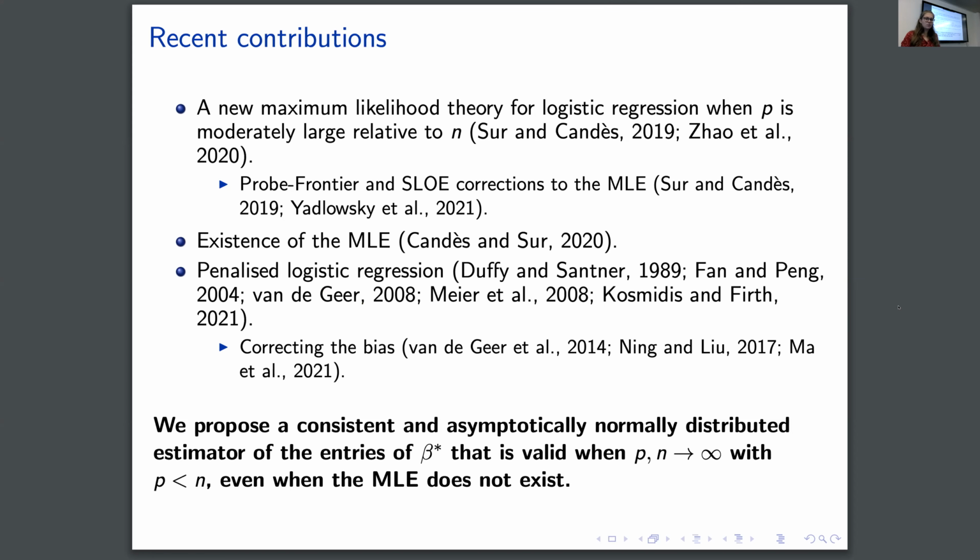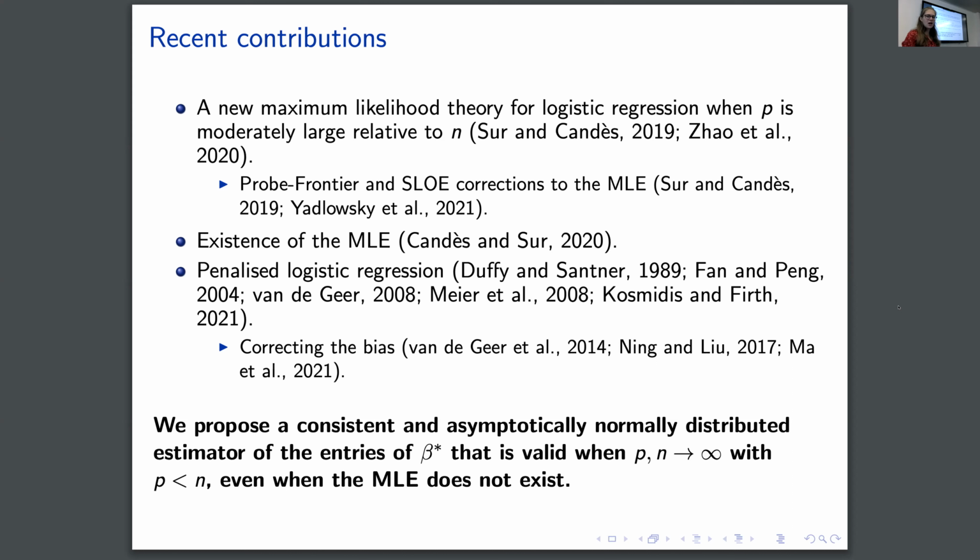So there has been some work along these lines. The first of which is probably Sur and Candès in 2019, who developed a new maximum likelihood theory for logistic regression models when P and N go to infinity, so in a high dimensional setting. And what they did is they characterized the bias of the MLE, they looked at its standard error, and they looked at the distribution of the likelihood ratio test, and they showed that the classical results don't apply. And this work was extended by Zhao et al. in 2020 to more general cases.